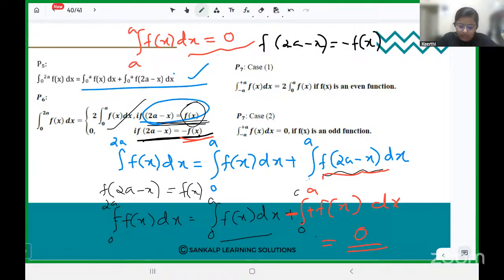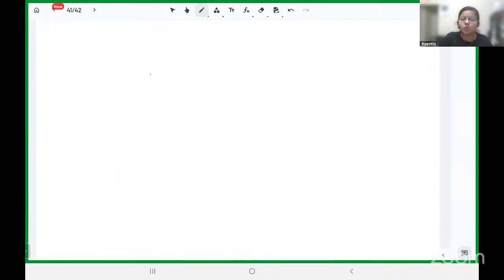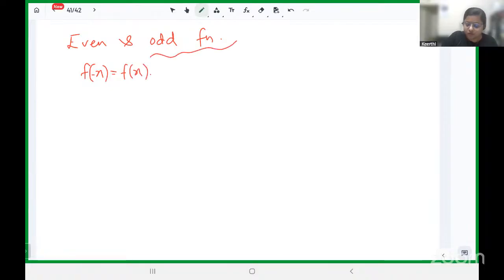Now we need the last property. Before discussing the last property, we have to discuss what is an even function and what is an odd function. Okay, even function and odd function. So what do you mean by an even function? Even functions are the functions of the form f of minus x is equal to f of x itself. And the functions which are of the form f of minus x is equal to minus f of x, those functions are called odd functions. So what is it actually?